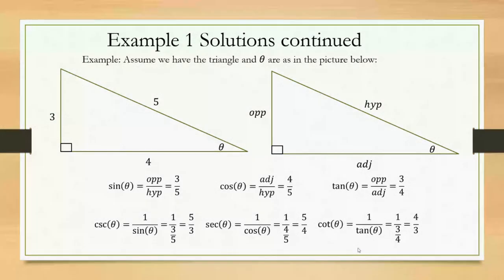Actually, I forgot to mention this in the reciprocal identities, but if you went back to that slide and looked, it turns out that all the trig functions you can get once you know sine and cosine. Tangent you can get using sine and cosine.